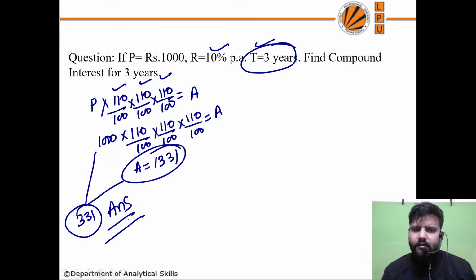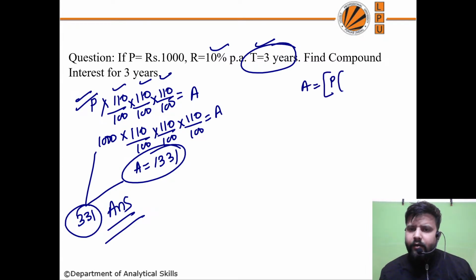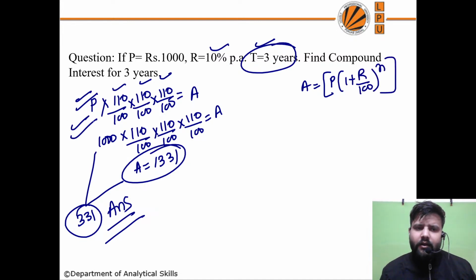Getting it? This was method 2. This is basically what we are doing, whatever is written in that formula. A is equal to what? A is equal to P into 1 plus R by 100 to the power n. It is that only, but with the logic of percentage.